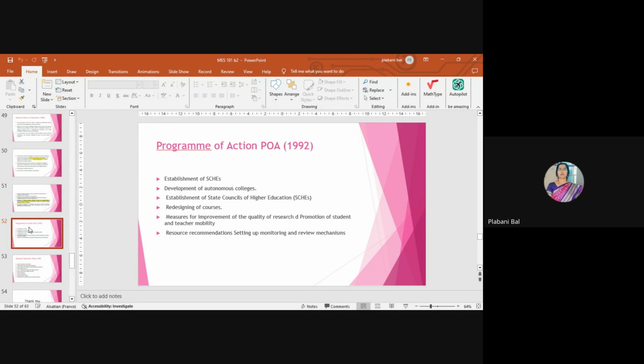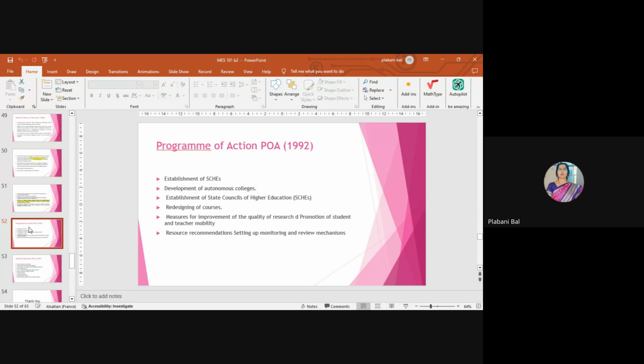Then, before moving to the program of action 1992, we will see what are the drawbacks or demerits of the new education policy 86, so that it is revised in 1992. Some of the demerits are like your neighborhood school has been completely neglected. The whole common school system and the neighborhood school concept was neglected.